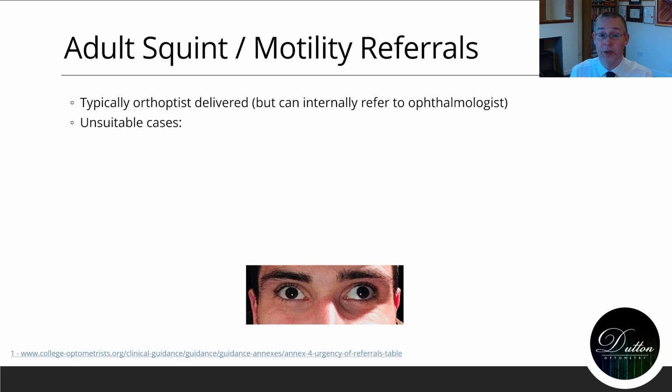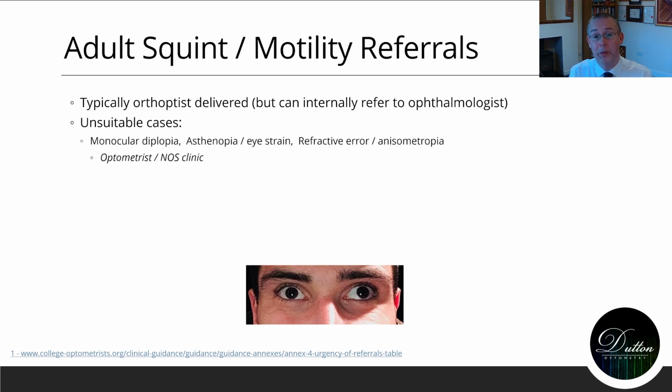There are a number of conditions which are sent in error to the adult squint and ocular motility clinic, and I'd just like to touch on a few of those. Monocular diplopia, assuming it's not to do with cataract or corneal problems, more often than not will end up in the not otherwise specified clinic because it's pathology rather than orthoptic condition. Asthenopia or eye strain, refractive error, anisometropia. Again, these would be dealt with by the optometrist, or if it needs to go into the cataract clinic, then so be it. Undiagnosed thyroid eye disease or unstable thyroid eye disease would normally go to the ocular plastics clinic because they deal with the orbits.